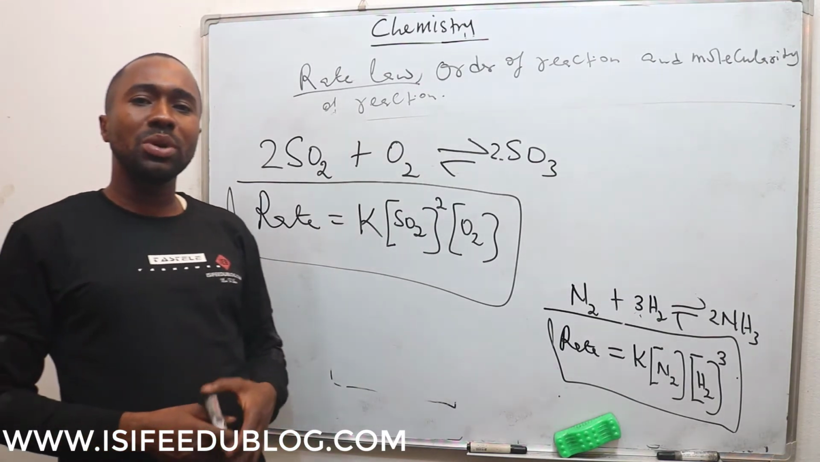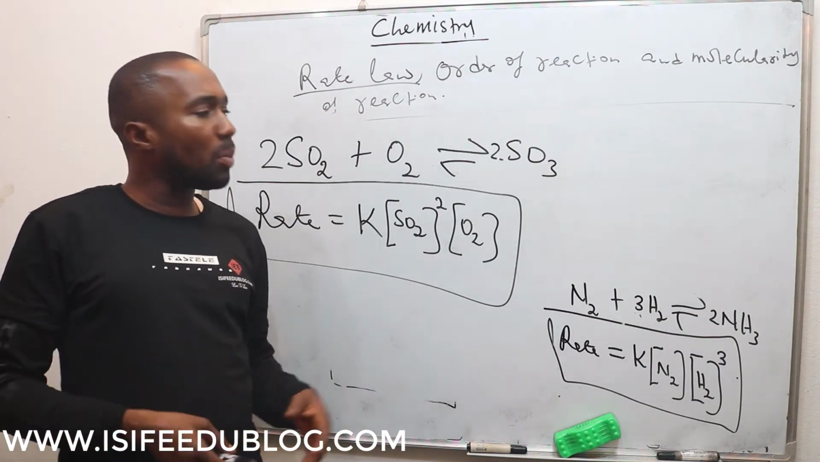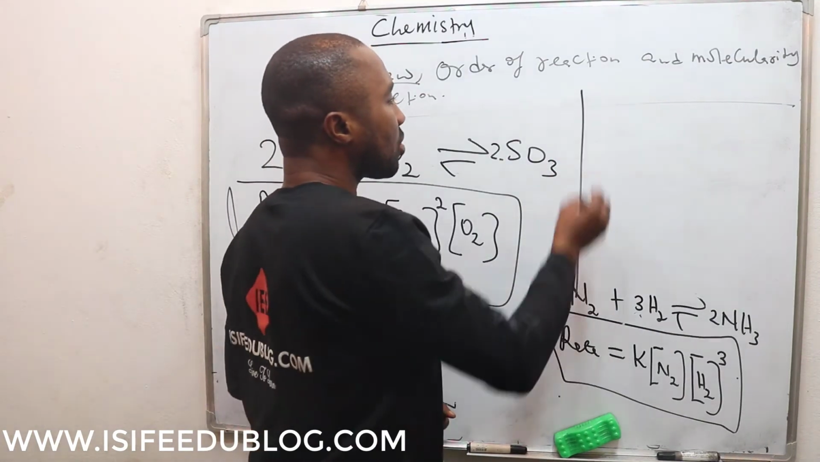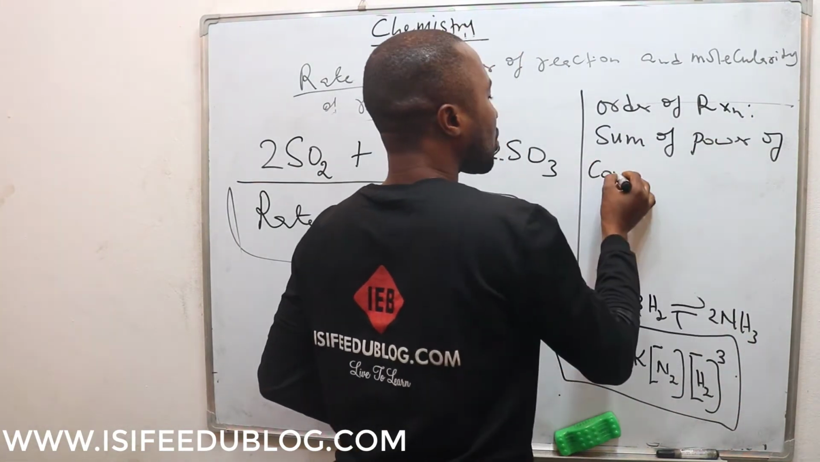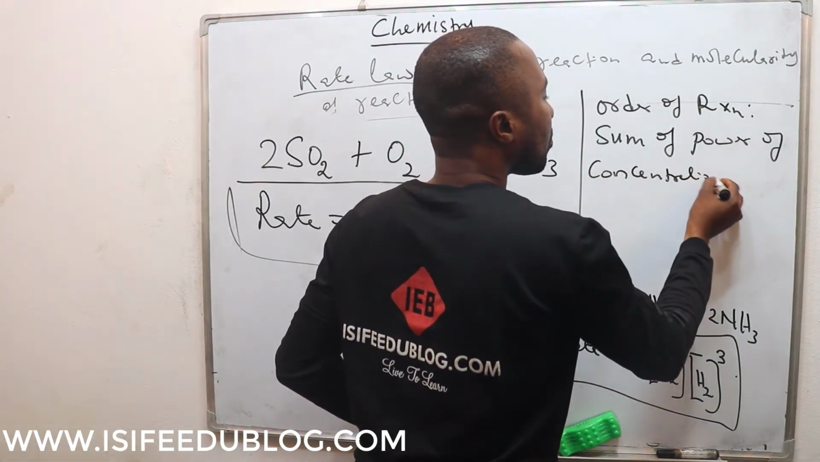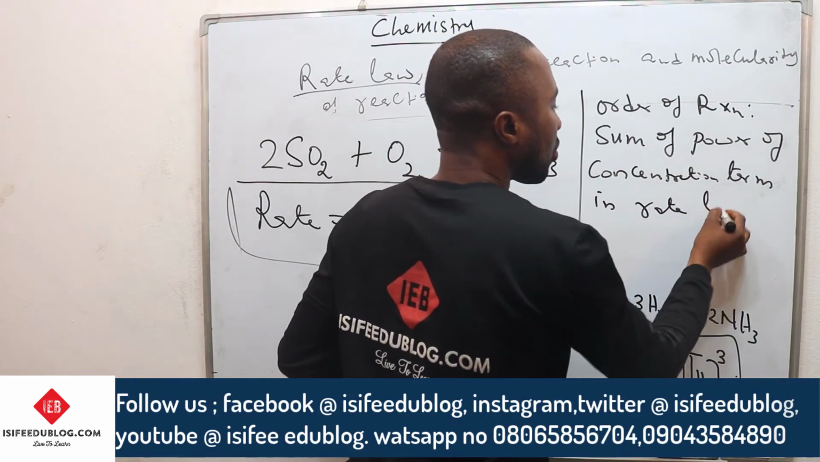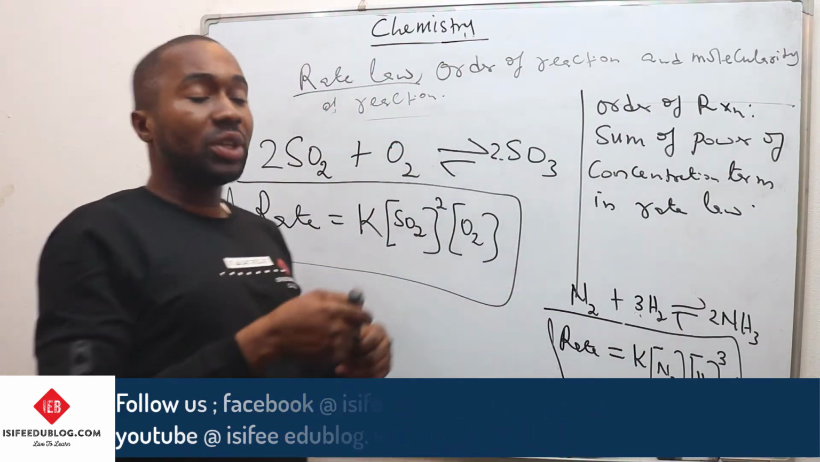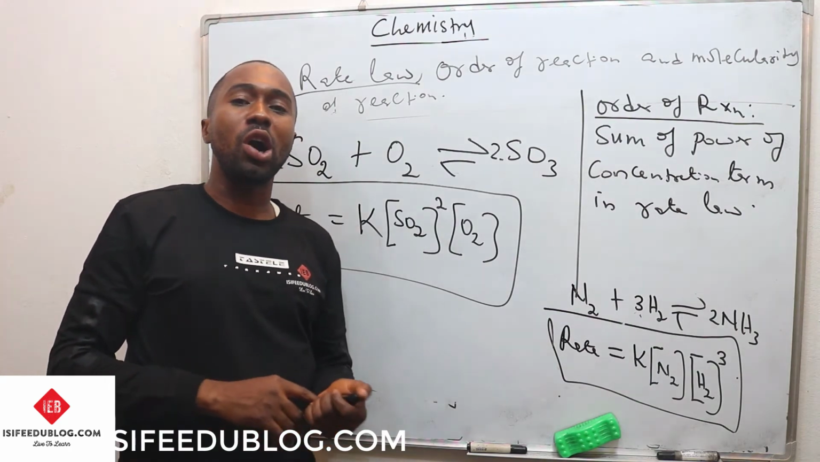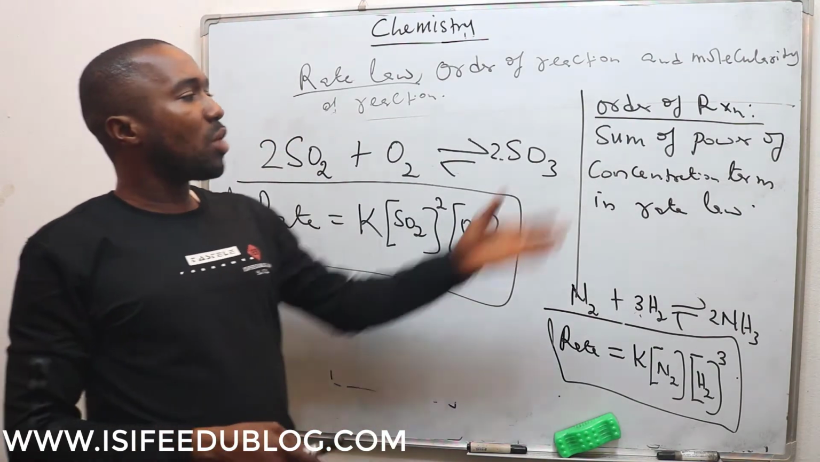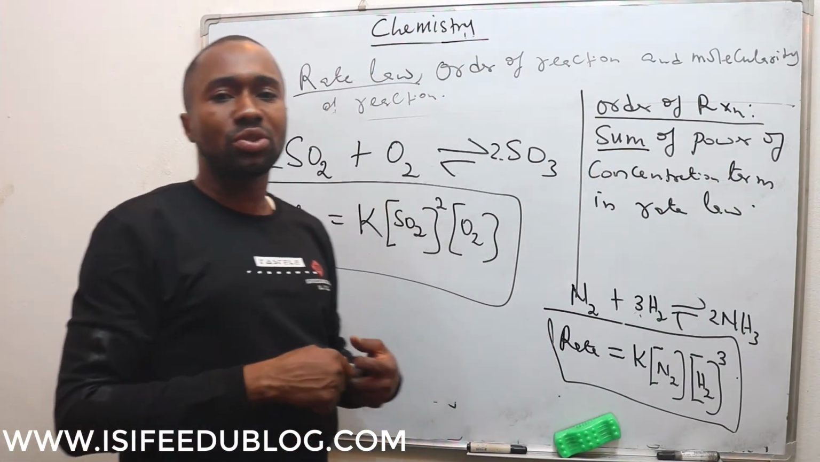Order of reaction simply means the sum of the power of the concentration terms in the rate law. So when you add the power of the concentration terms in the rate law, you will get the order of the reaction, and that is called the overall order of the reaction. So here we are referring to the overall order. That's why we say sum of the power of the concentration terms.